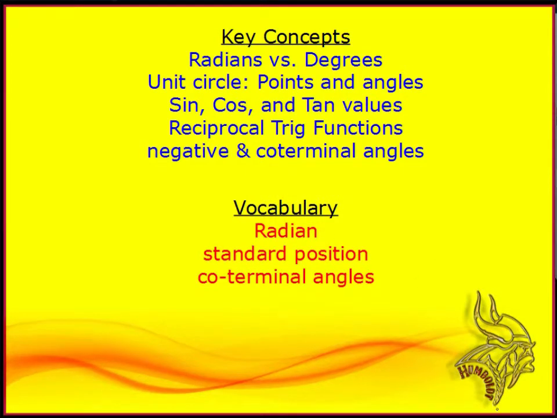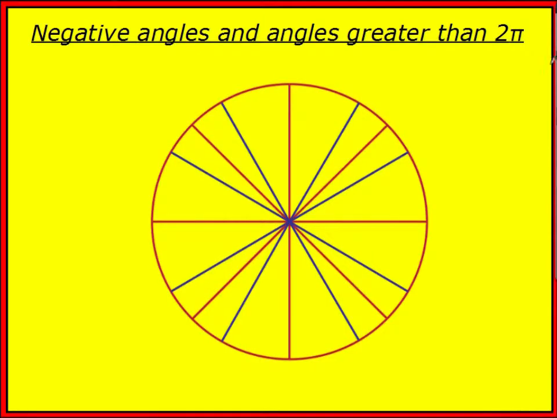Okay, just real quickly, we're going to talk about a couple of things. We've talked about radians and degrees, talked about points and angles. We are going to move ahead and talk about negative and coterminal angles, and that should be a pretty quick discussion. So first of all, let's look at negative angles and angles that are greater than 2 pi.